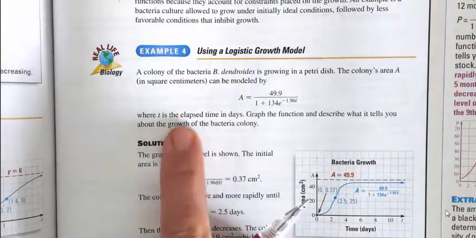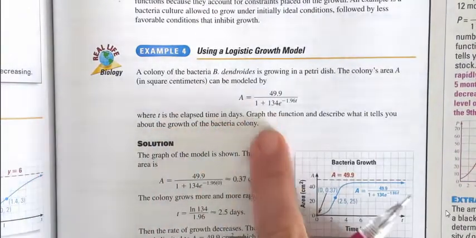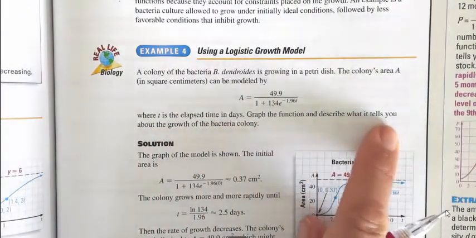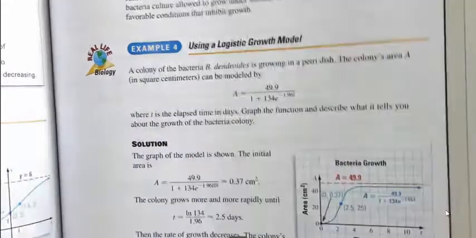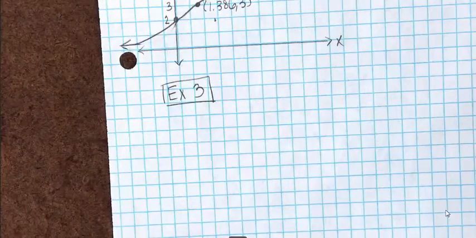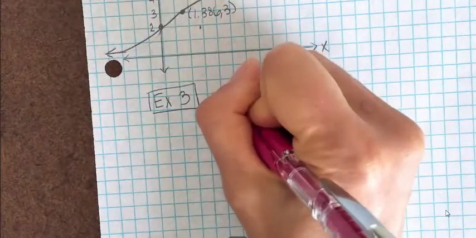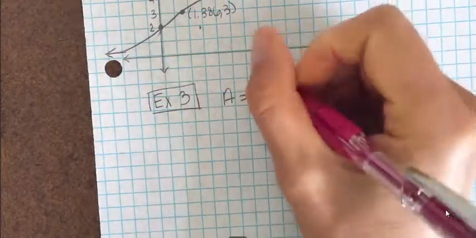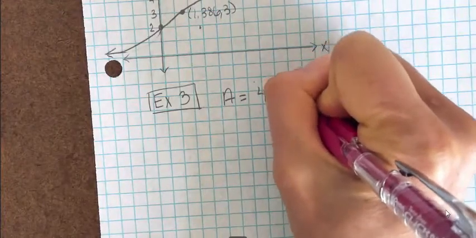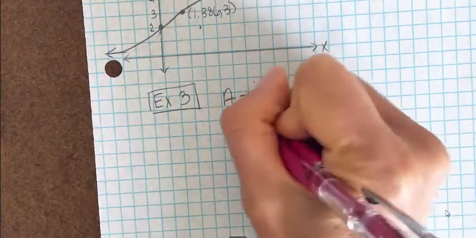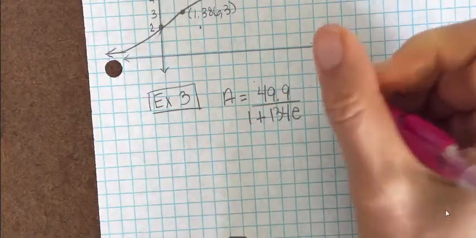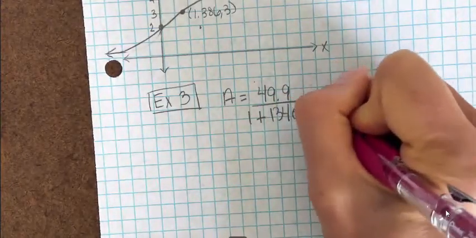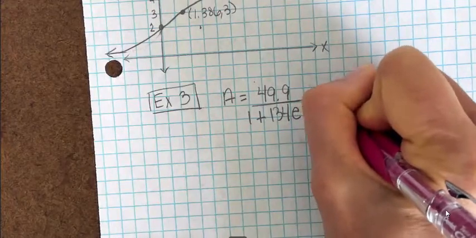Now, T is the elapsed time in days, and we're going to graph the function and describe what it tells you about the growth of the bacteria colony. Okay, so we're going to do another graph here. We're going to use A equals 49.9 over 1 plus 134 times e to the negative 1.96T.